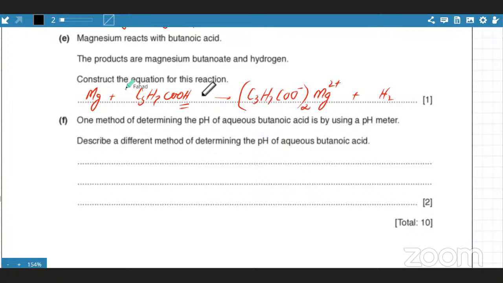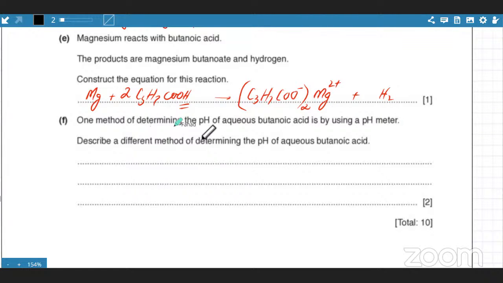So you would have to double this. This is going to be your complete equation, and it's a balanced equation. Remember, all carboxylic acids are going to behave in exactly the same way. This H would be substituted by the positive ion, which usually is the metal. So metal plus acid produces salt plus H2.